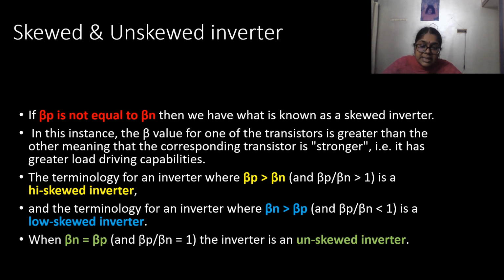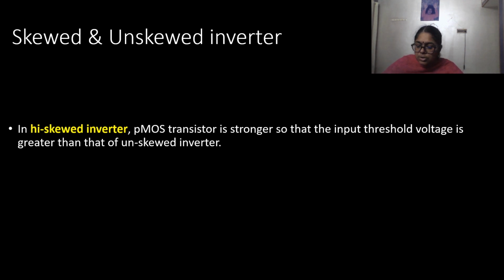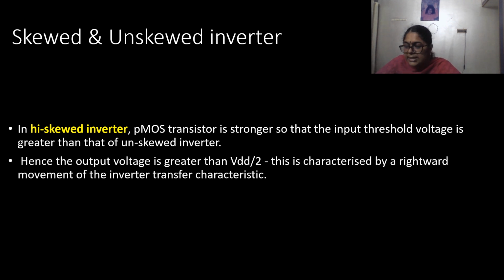When beta N is equal to beta P, or beta P by beta N is equal to 1, we call it an unskewed inverter circuit. So in a high skewed inverter, the pMOS transistor is stronger, so the input threshold voltage is greater than that of the unskewed inverter. Hence the output voltage is greater than VDD by 2, and this is characterized by rightward movement of the inverter transfer characteristics.